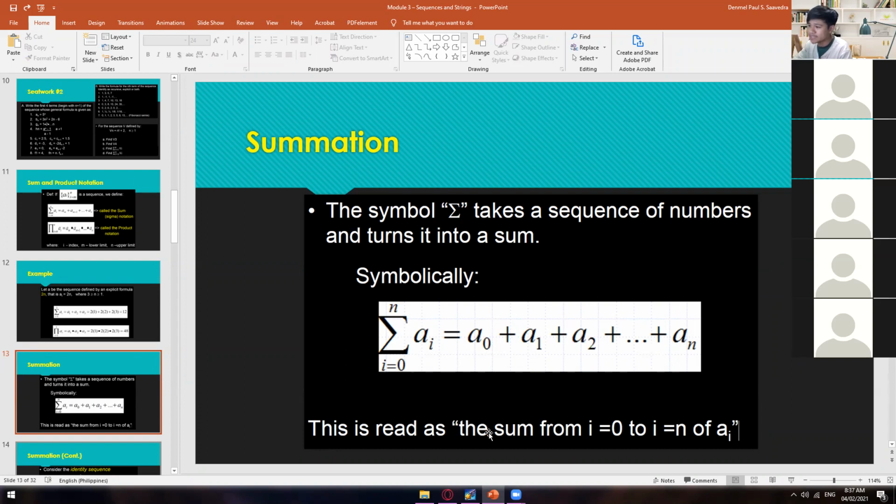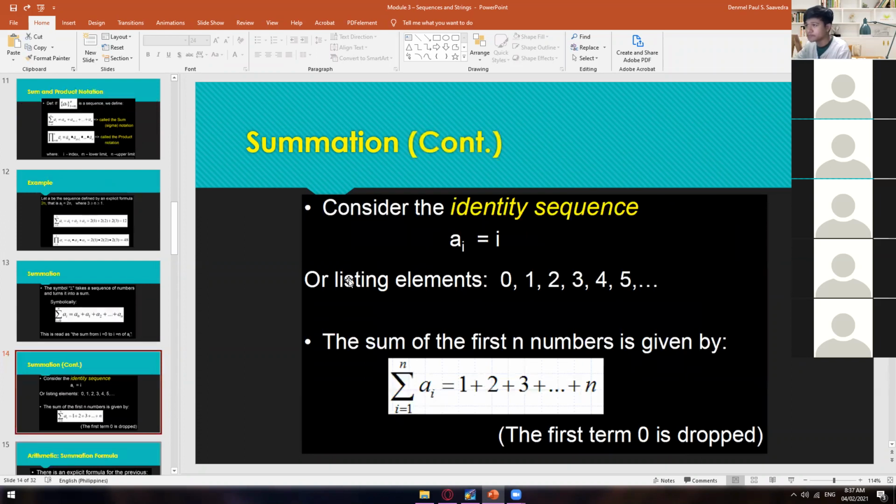So this is read as the sum from I equal to 0 to I equal to n. So from I to n. So that's it for the summation.